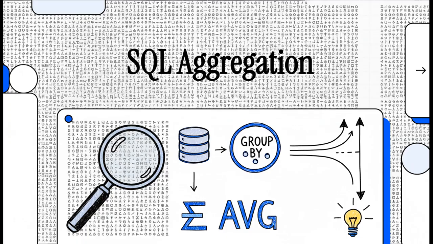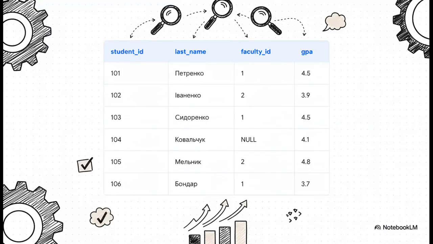We're going to see how SQL aggregation can turn that overwhelming wall of data into just a handful of really powerful insights. To see how this all works, we're going to use this simple little student table. It's got an ID, last name, faculty, and GPA for each student. Now, it's great for looking up individual details, but it's not so great for seeing the big picture, you know?